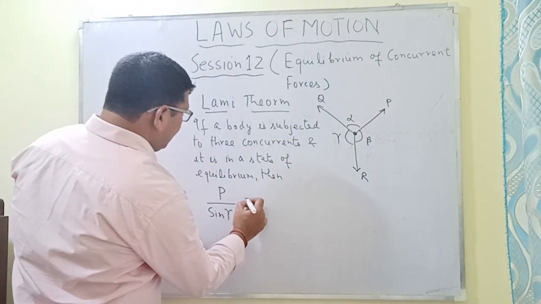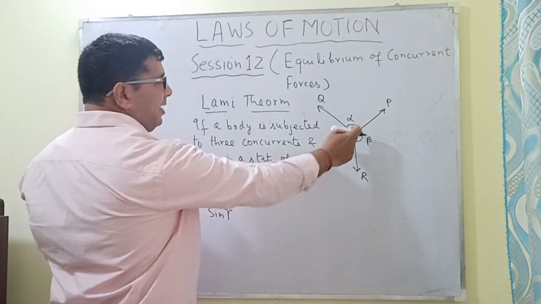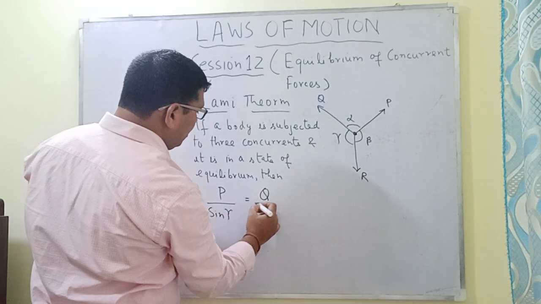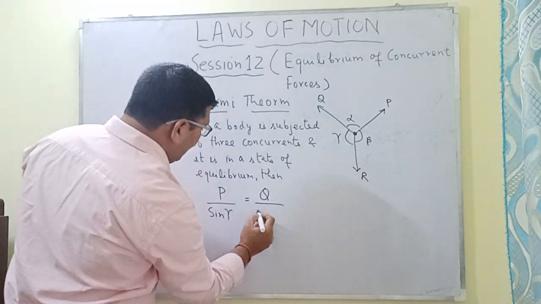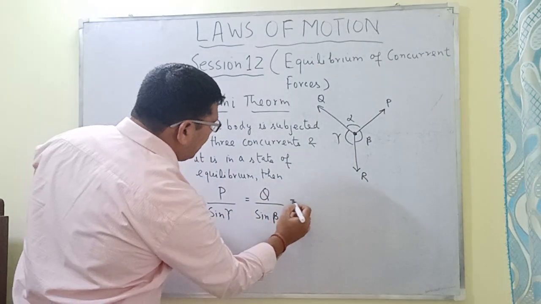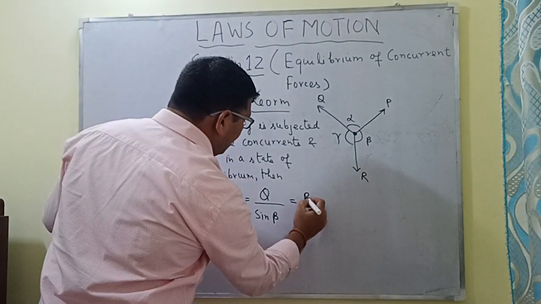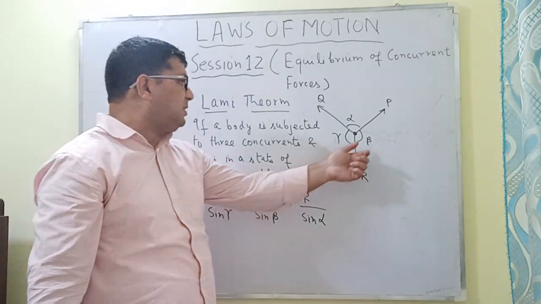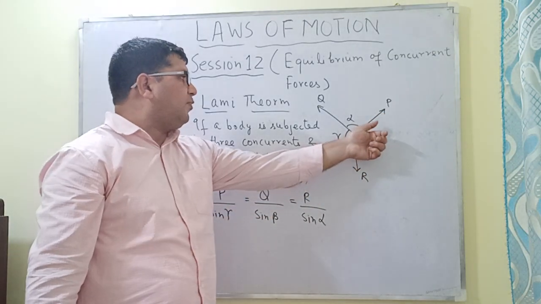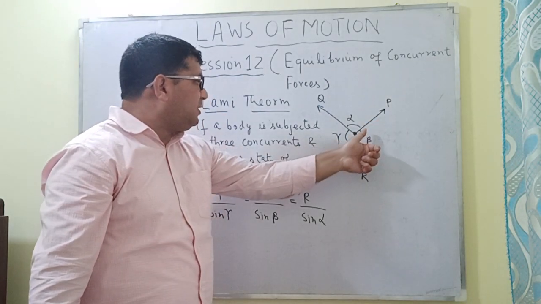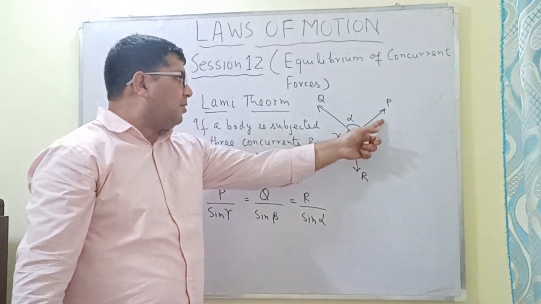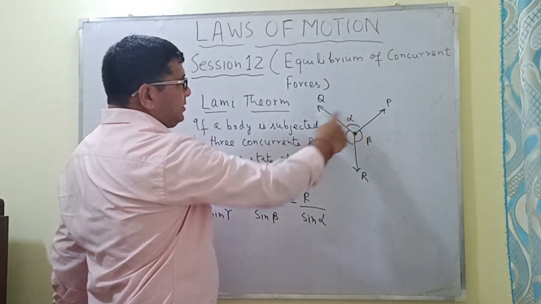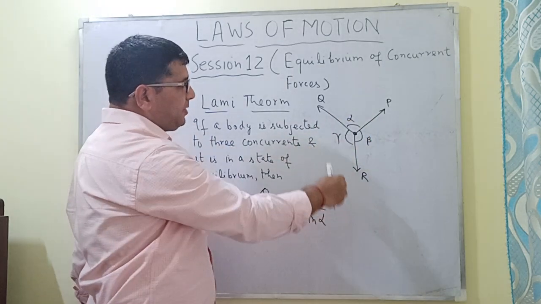So as per Lami's theorem, P divided by sine gamma will be equal to Q divided by sine beta and R divided by sine alpha. What we have to do is take the angle, for example for the force P, just opposite this force. That is the angle subtended by the other two forces. That is, P divided by the sine of the angle subtended by the other two forces.